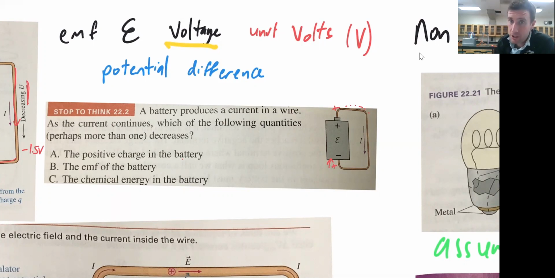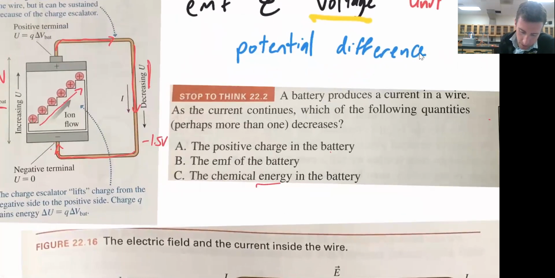So that's like the voltage. And if this is a 1.5 volt battery, it stays a 1.5 volt battery. So voltage is constant. The chemical energy in the battery, yes, that one does decrease. If I use a battery, it loses its energy, and then we would say it's a dead battery. It doesn't work anymore, and your smoke detector starts beeping. So that does decrease.